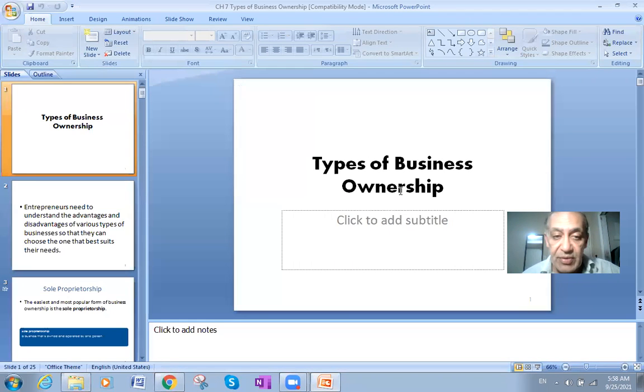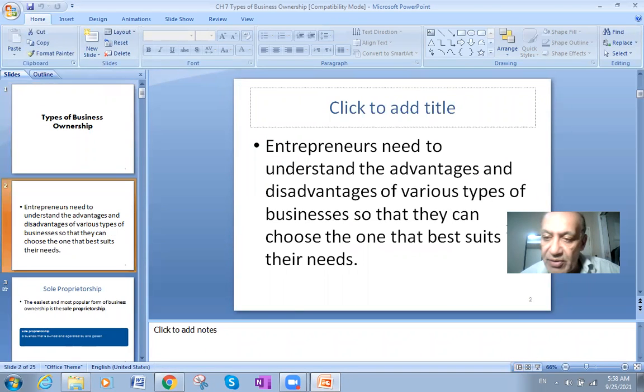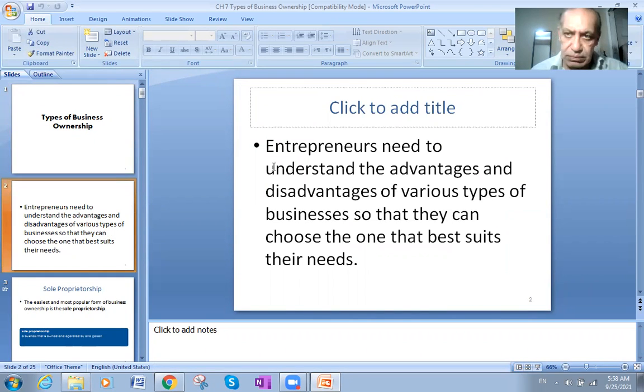Before we talk about them, every business owner needs to know and understand the advantages and disadvantages of each kind. He wants to know the advantage of the sole proprietorship, the partnership, and the corporation. Then we also want to know the disadvantages of the sole proprietorship, the partnership, and the corporation.